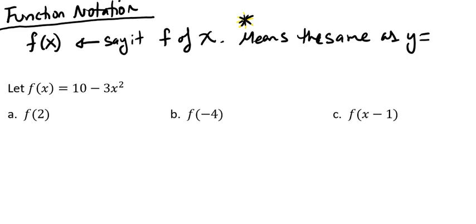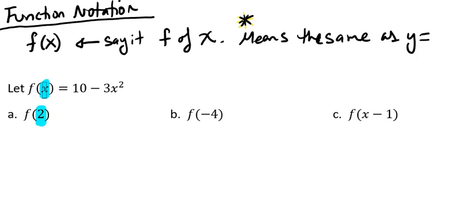So here we have a function, and our function is f of x equals 10 minus 3x squared. Notice how that's kind of the same as y equals 10 minus 3x squared? All right, so it's going to ask us in different ways to start evaluating. Notice how when we look at letter A, it says f of 2. But notice that the 2 is in the x's spot.